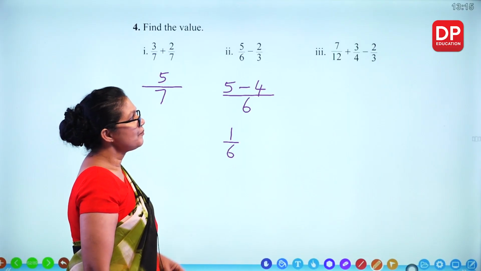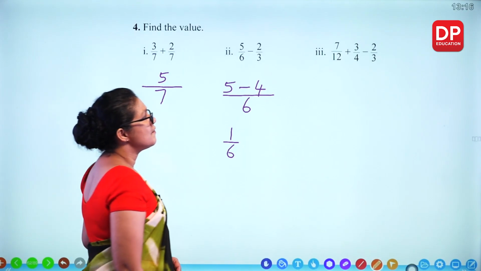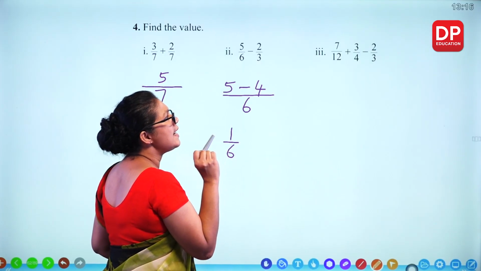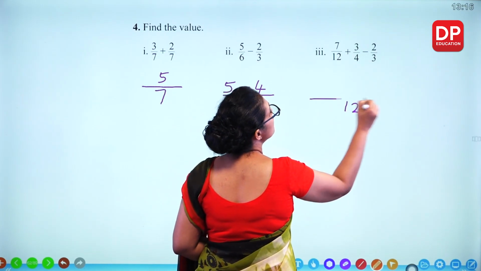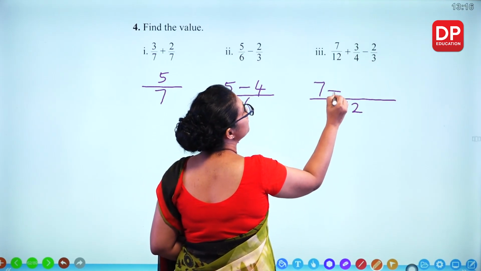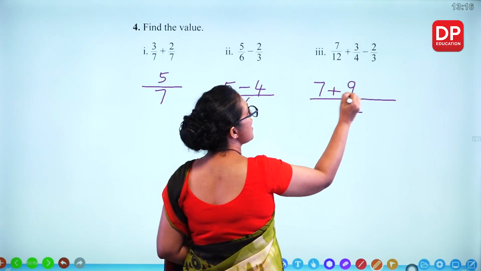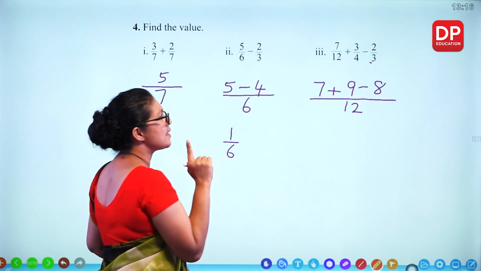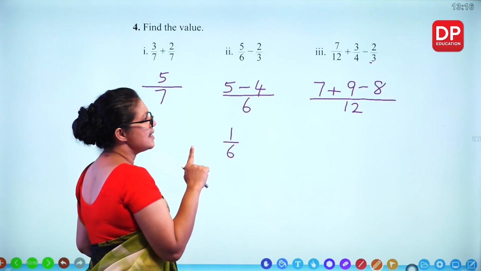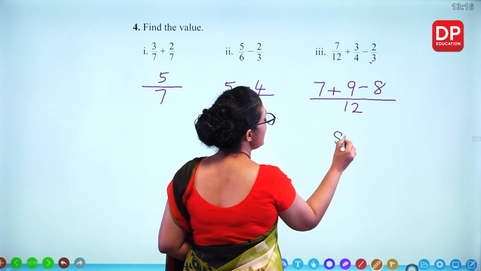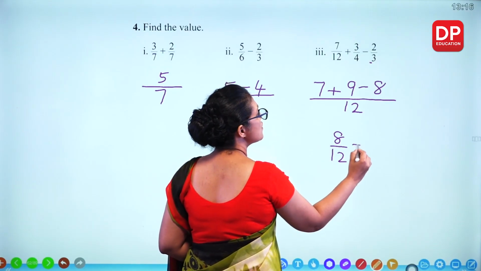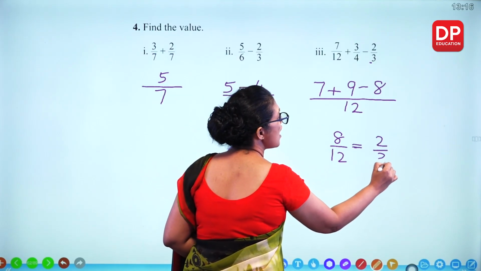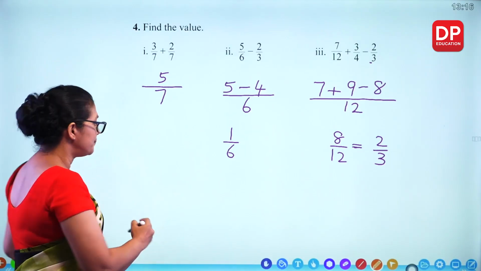This one, different denominators. Convert to the lowest common multiple. Largest one is 12. 12 is divisible by 3 and 4. So that's the lowest common multiple. 3 times 4, 3 times 3, 9. 4 times 3, 12. 4 times 2, 8. 9 plus 7, 16. 16 minus 8, 8. 8 over 12. When you simplify, you get 4 times 2 and 4 times 3. 2/3.